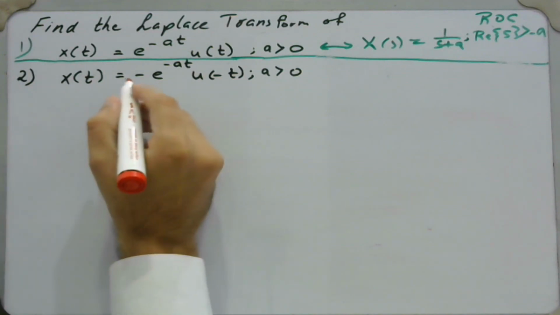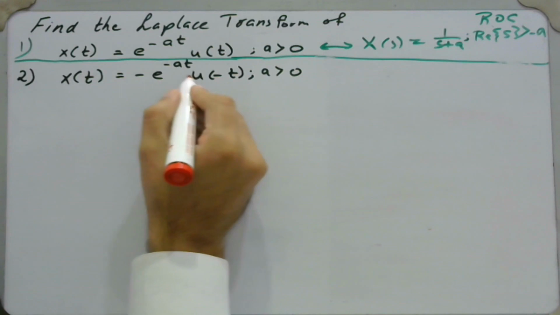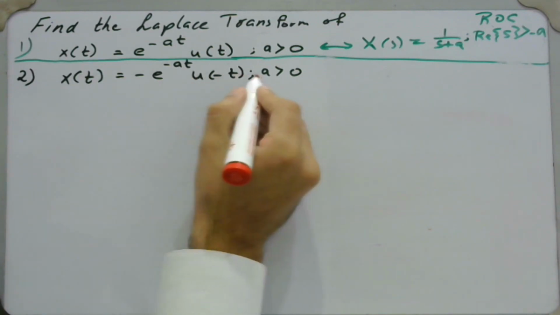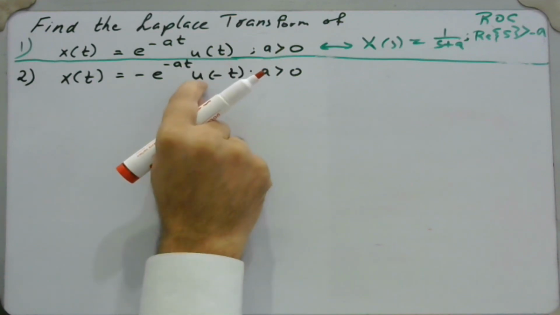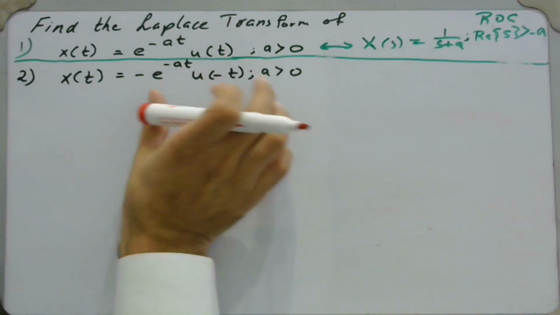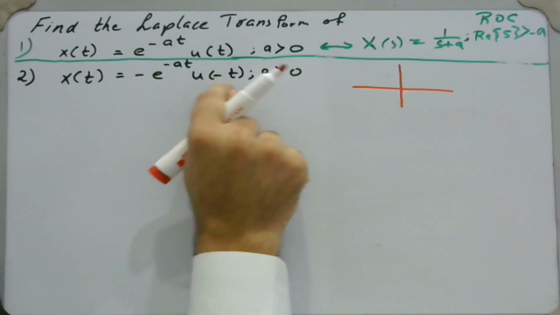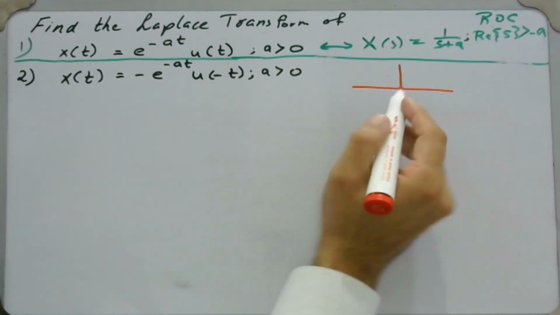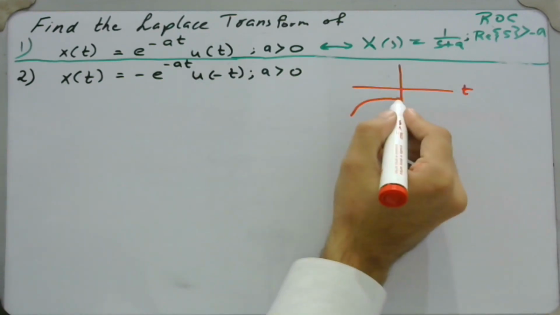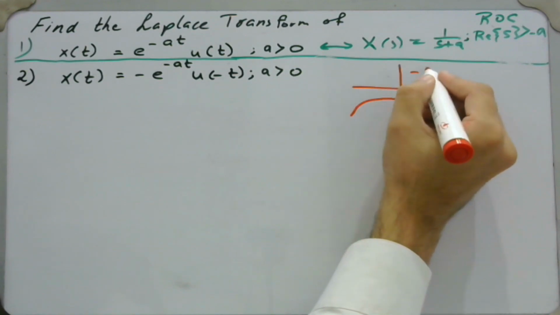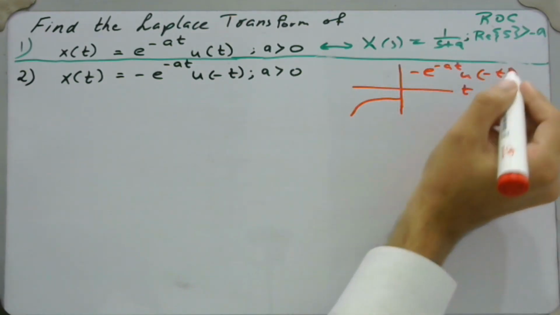So in the second case, we have x of t equal to minus e^(-at) u of minus t, for a greater than 0. The first was right-sided, u of t; this is left-sided, u of minus t. If we plot this in the time domain, because of u of minus t, it would be on the left side. So this function would have this sort of plot. This is minus e^(-at) u of minus t.